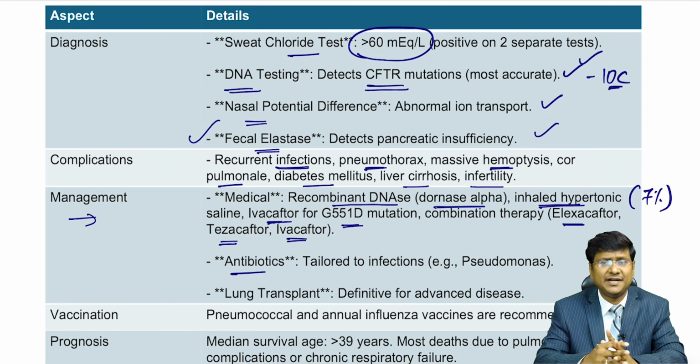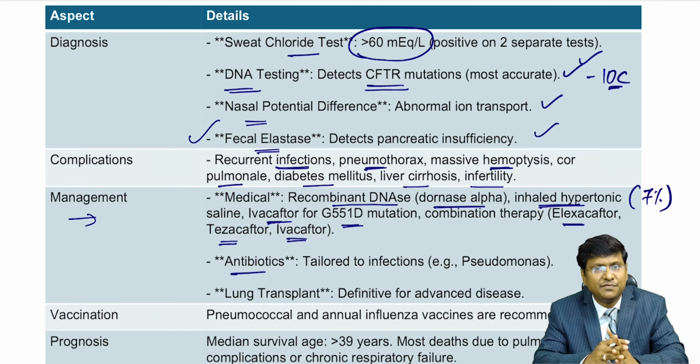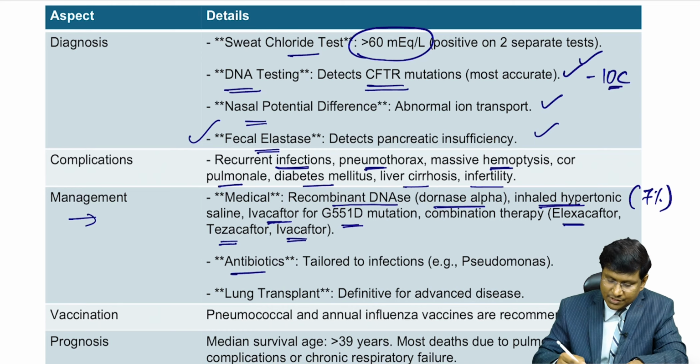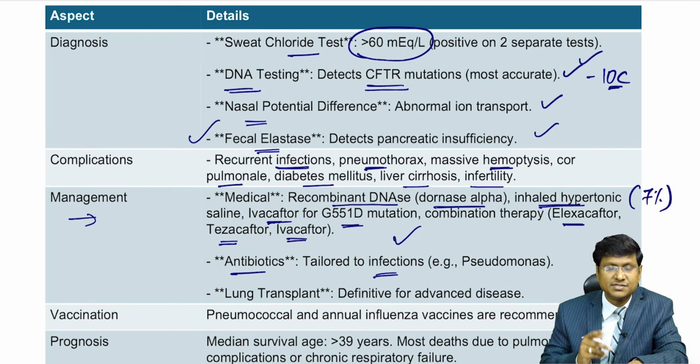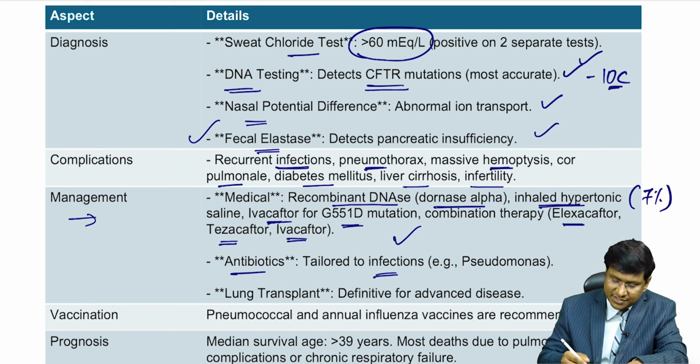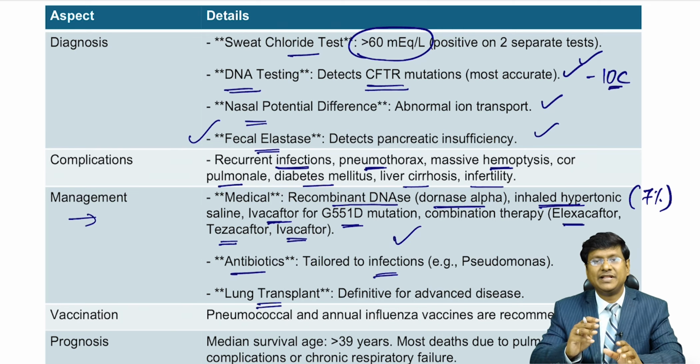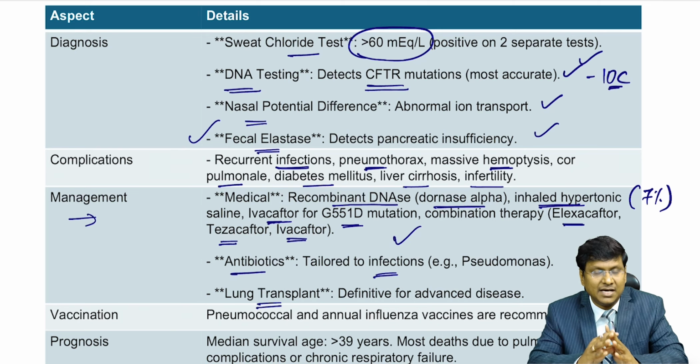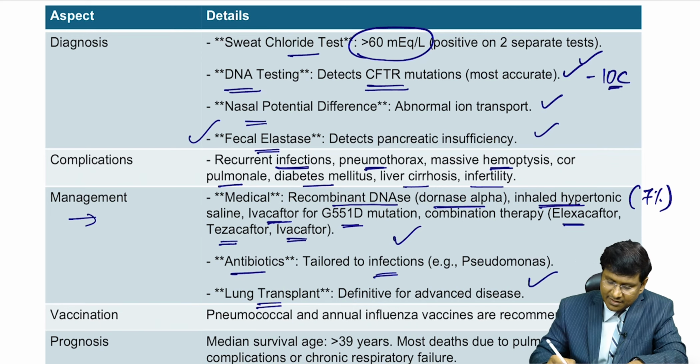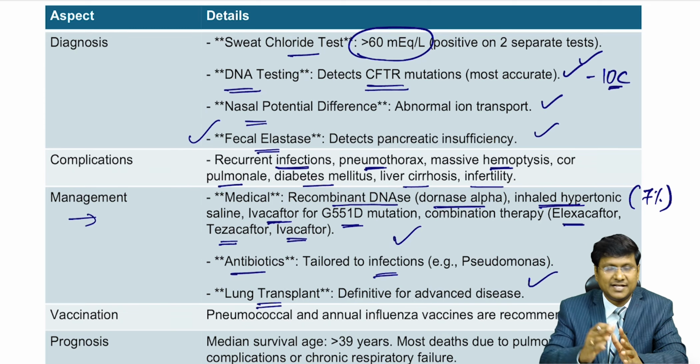Now these patients are at a risk of recurrent infections, for which you need to give antibiotics. So the antibiotics are tailored mainly to treat infections like Pseudomonas, because this is the most common organism causing pneumonia in patients with cystic fibrosis. Now when the individual has diffuse bilateral lung pathology in cystic fibrosis, then the definitive treatment in advanced cases will be lung transplantation.